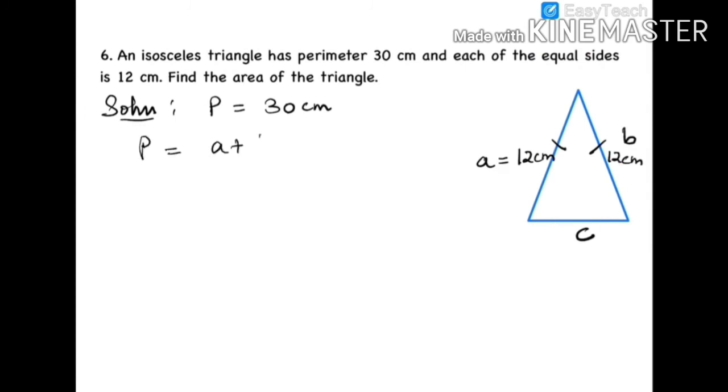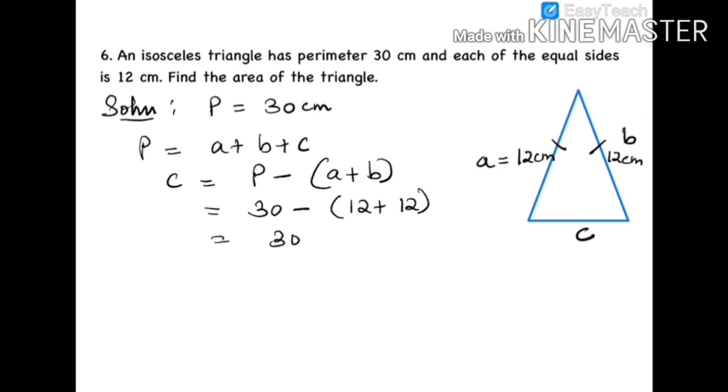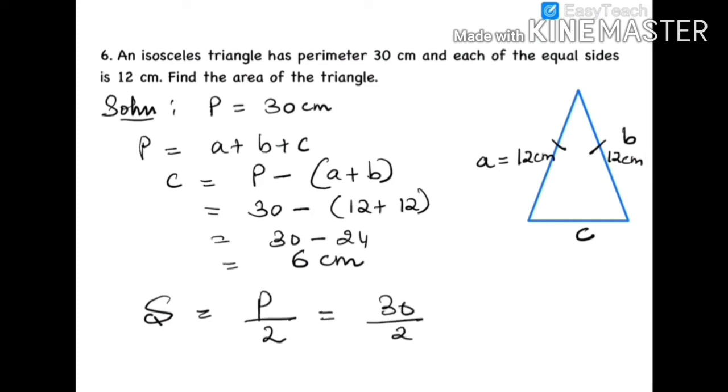Perimeter will be equal to A plus B plus C. So C is equal to perimeter minus A plus B. So that is 30 minus 12 plus 12. So we get the third side as 6 centimeters. Now we have to find semi-perimeter, which will be P upon 2, which is equal to 30 upon 2, that is equal to 15 centimeters. Now we have all the information to find the area of this triangle.